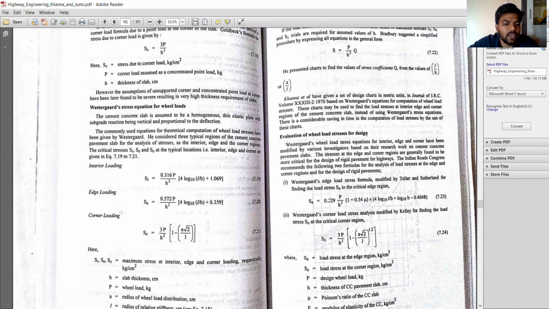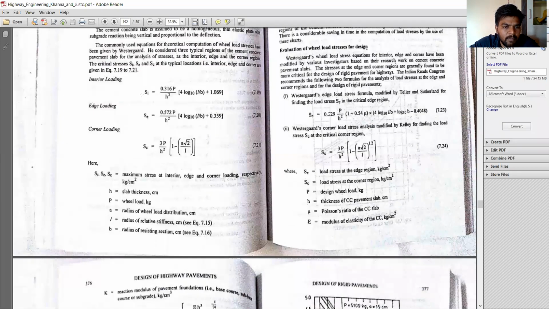Next, corner loading. Corner loading has 3 as a constant value, P upon H square, bracket 1 minus a root 2 divided by L, bracket complete. Here actually there should be a power of 1 by 2 or 0.5. Some printing mistake is there. You can note down that 3P upon H square, bracket 1 minus bracket a root 2 upon L, bracket complete, raised to 0.5, whole bracket complete.